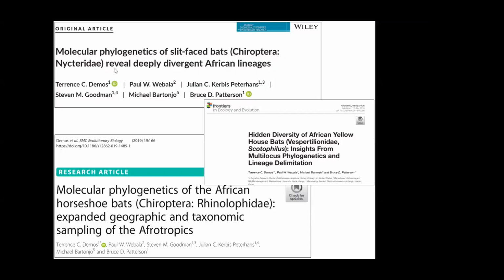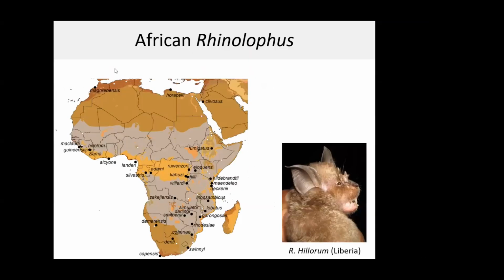Hipposidrus lamotti. The team of Patterson and Demos and the crew from the Field Museum in Chicago, they've really done a fantastic job of showing us just how much diversity there is in the bats of Africa that still needs researching. And I was going to give a very short example. I'll make it even shorter now.